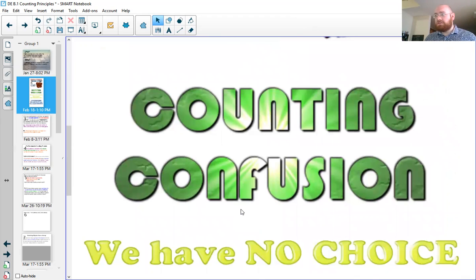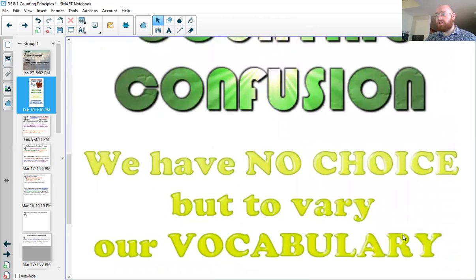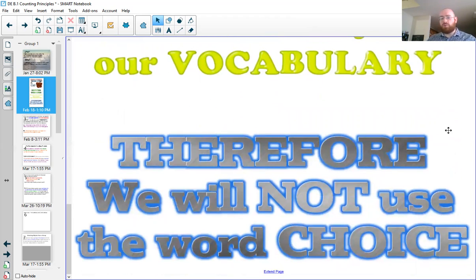So this counting confusion means we have no choice but to vary our vocabulary. Therefore, we will not use the word choice. We will be precisely talking about decisions or options. So the decision is the act of deciding what option to go with. So please keep that vocabulary in mind.